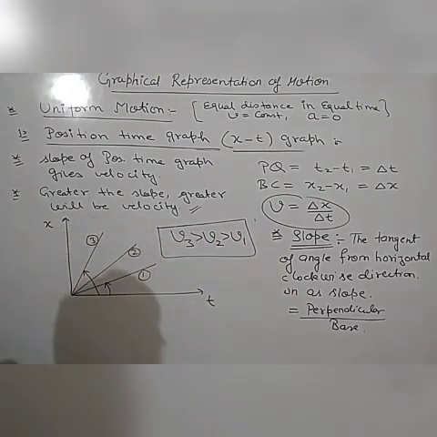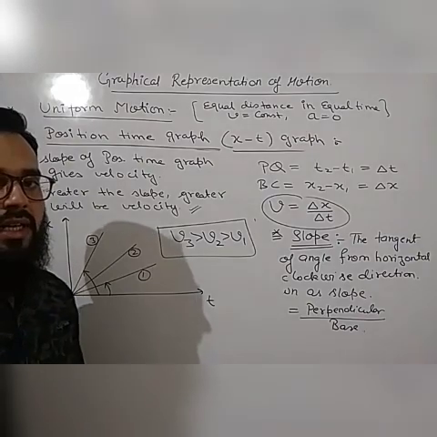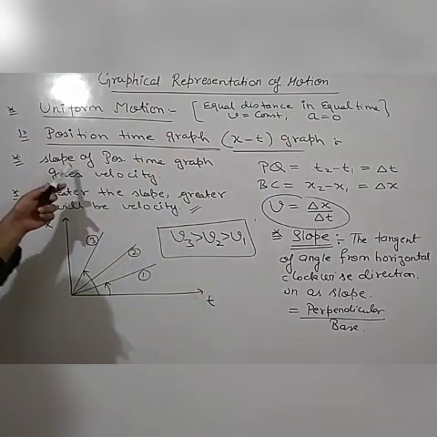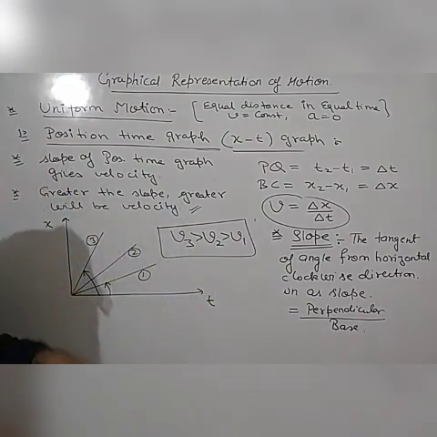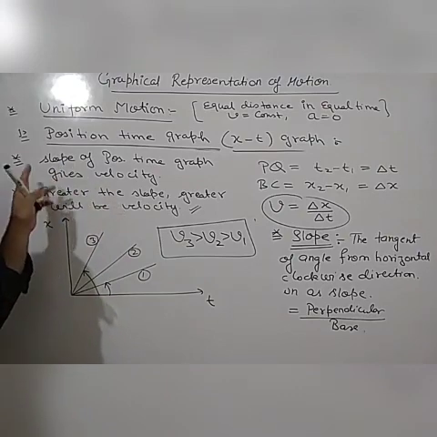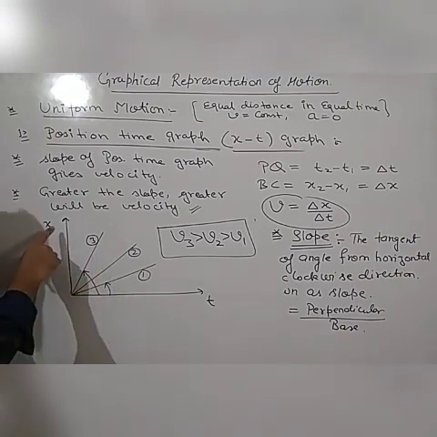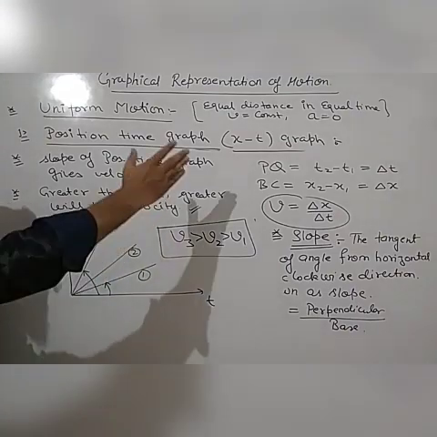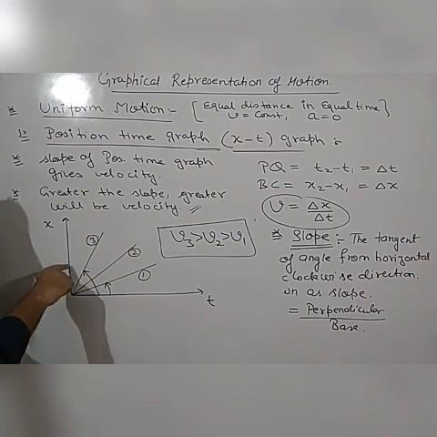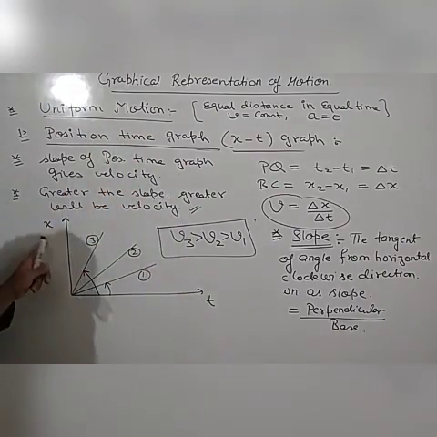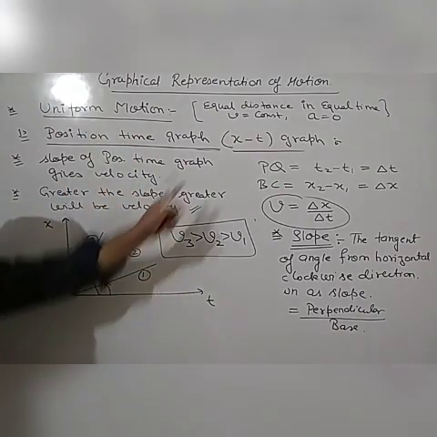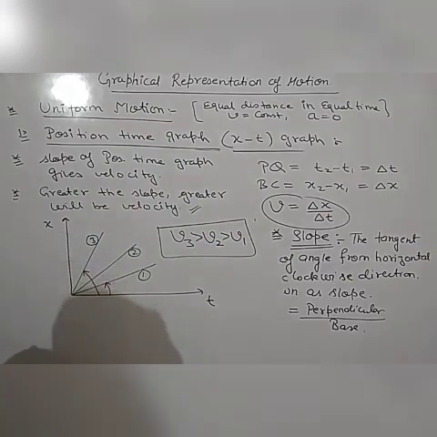Clear? So this is the basic concept of position time graph of uniform motion. What can we obtain from position time graph? We can obtain velocity. The velocity is obtained by finding the slope of position time graph. You have to remember how the graph is drawn. It will be a straight line passing through the origin, or it may pass through any point on the position axis, but it will be a straight line having some angle.